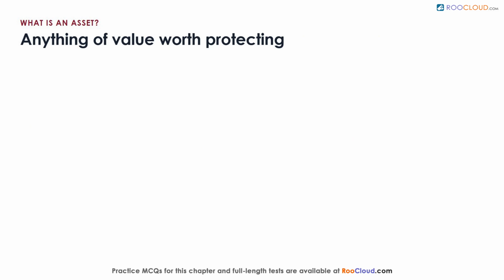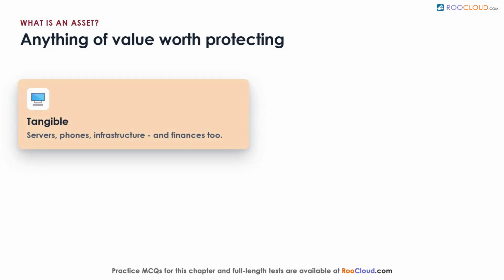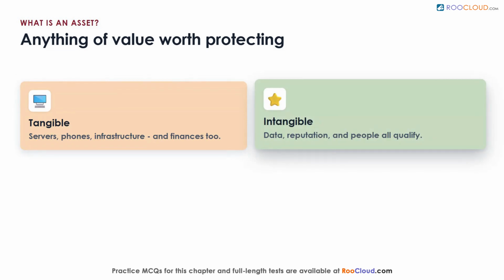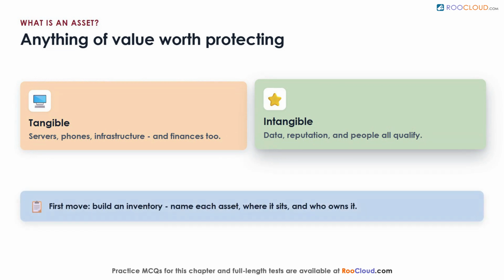So what exactly counts as an asset? An asset is anything of value worth protecting. It can be tangible, like a server or a phone. It can be intangible, like data or reputation. People, infrastructure, and finances all qualify too. Here's the first move in managing any of it. You build an inventory. The inventory names each asset. It records where the asset sits, and it shows whether someone owns it.